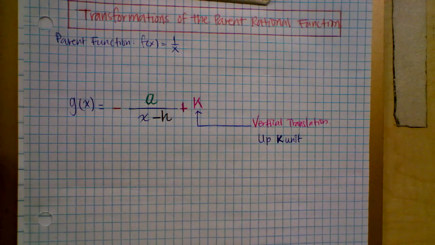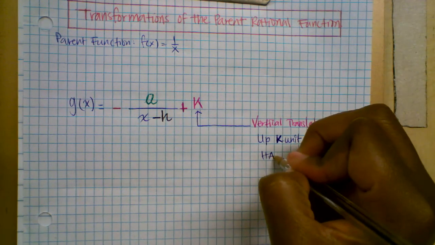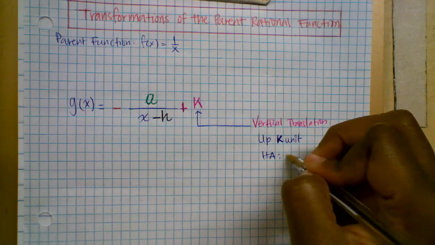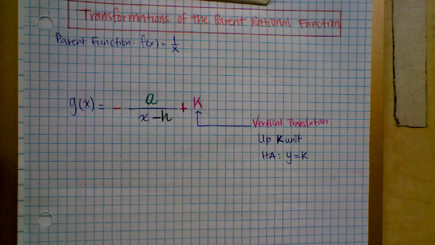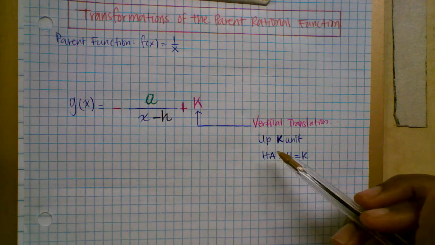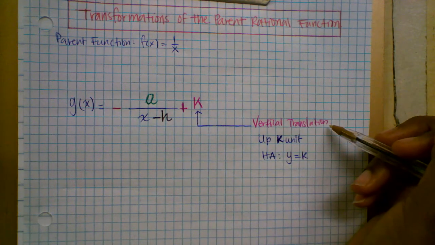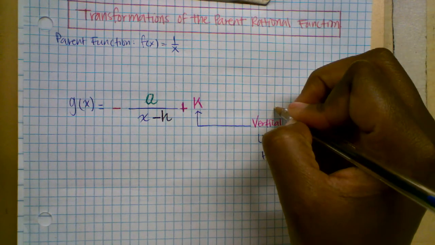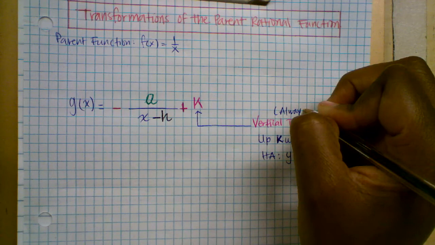This number also refers to the horizontal asymptote, and usually the horizontal asymptote is written as y equals k. There is something I would like you to know: if you have multiple transformations, the order matters. The order of the transformations that you describe does matter. The vertical translation always comes last, so I would like you to write the vertical translation always last.